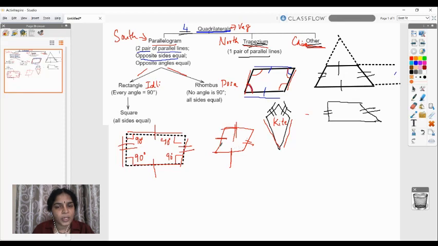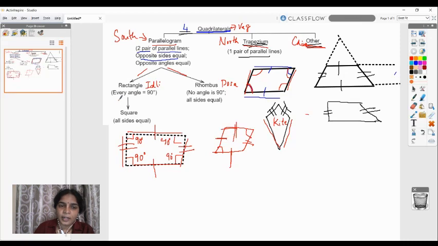Parallelogram means opposite angles should be equal. Is it the same in the rhombus? Yes. Opposite angles are also equal. Right? Do we have two pairs of parallel lines? Yes. We will have two pairs of parallel lines even in a rhombus. So, a rhombus is a parallelogram, but with one extra quality: if we put it into a parallelogram, we get a rhombus. That is, all the sides are equal. In a parallelogram, only opposite sides are equal. But in a rhombus, all the sides are equal.